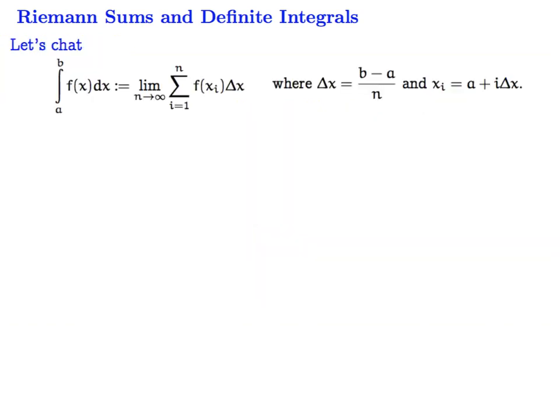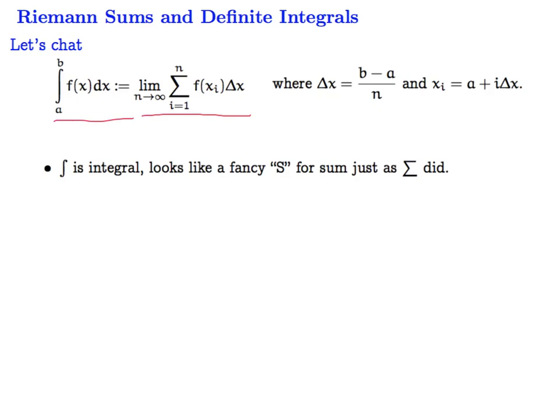Now let's take a little bit and chat about how we are going to move from the set of symbols we had on the right that we're okay with to the set of symbols that we have on the left. The first thing to note is this fancy looking S-type symbol. This is called the integral symbol. It looks like a fancy S because it stands for sum, just like we had a sigma that stood for sum. So this really is representing the idea that we're going to be adding something together.